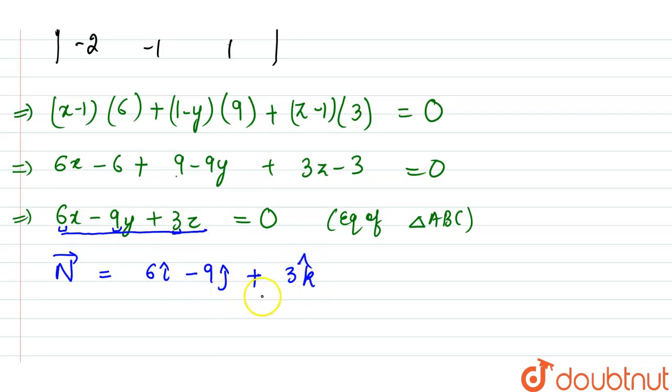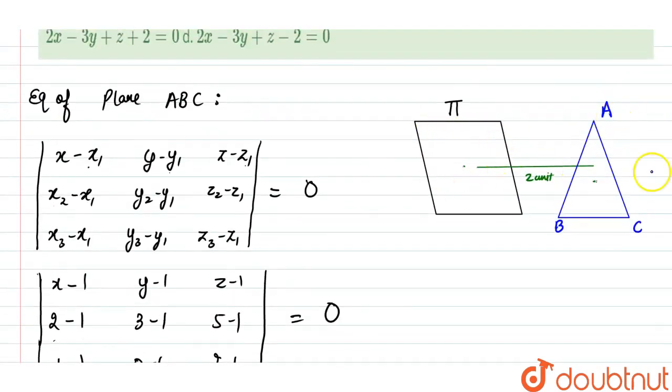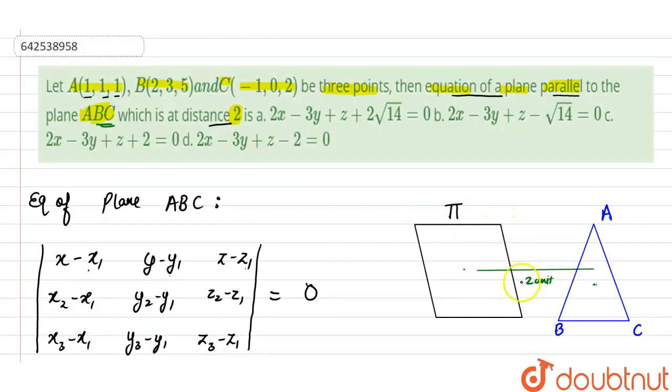Now this normal vector is also the normal vector for the plane pi. So in order to find the equation of the plane pi, we have obtained the normal vector. Now we have to find one of the points that lies on the plane pi. The other information that we are given is that the triangle ABC is at a distance of 2 units from the plane pi. So there must be a point that lies on the plane pi.